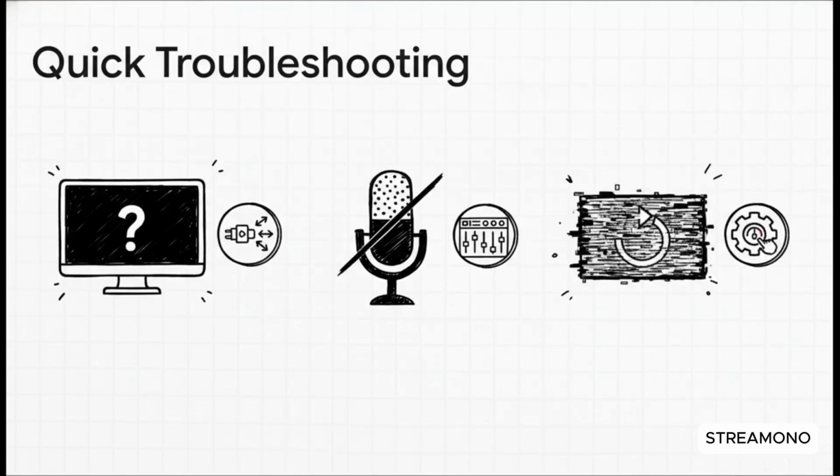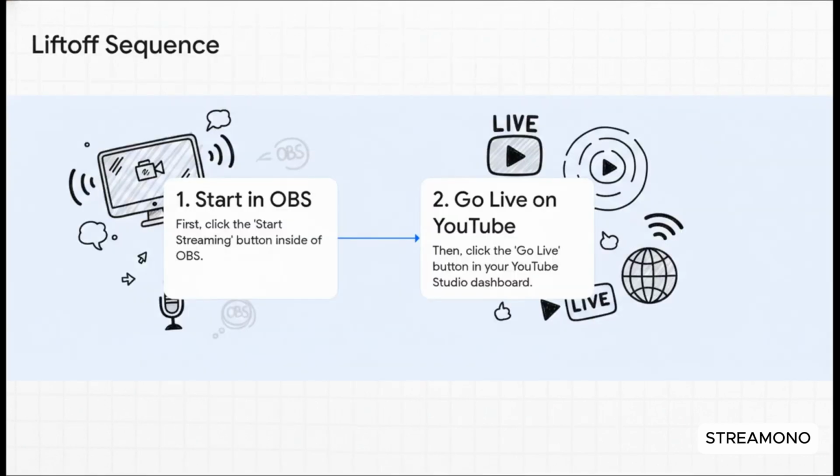And hey, if you hit a snag, don't panic. It happens to everyone. It's almost always one of these three common little issues. A black screen? That usually just means you haven't selected the right monitor to capture. No sound? Double check that OBS is actually listening to the right microphone. And if your stream is lagging, just pop back into the settings and nudge that bitrate or resolution down a little bit.